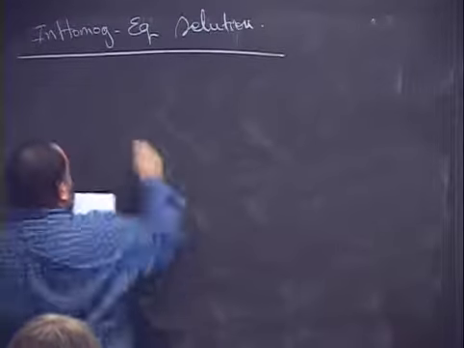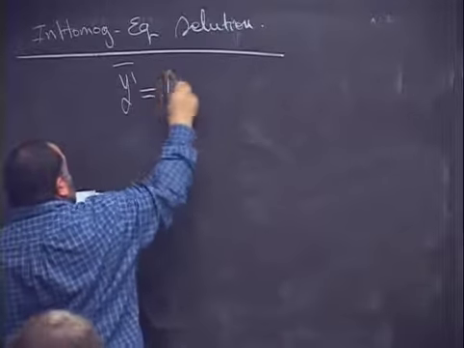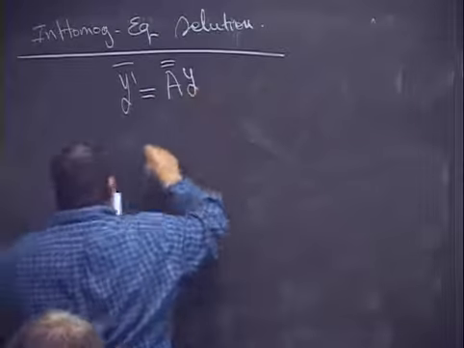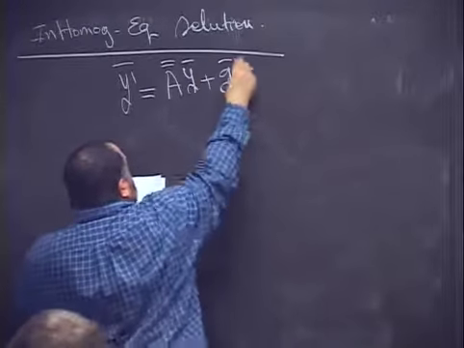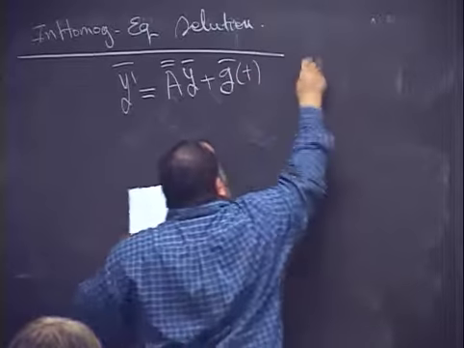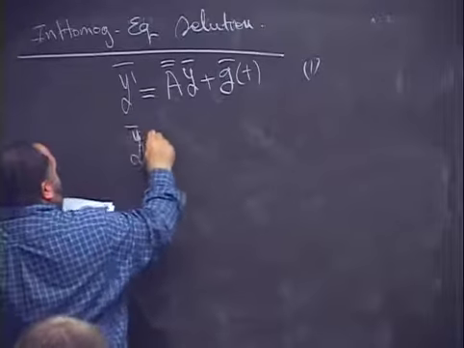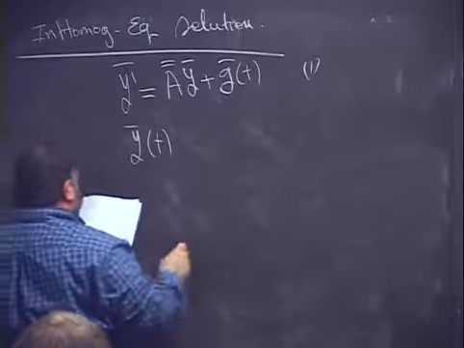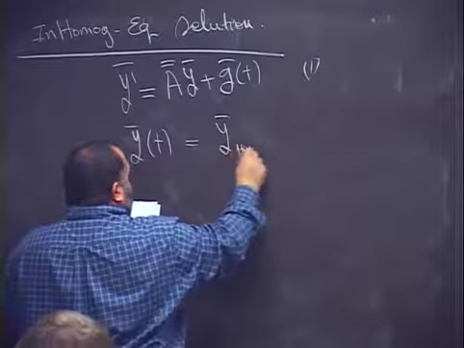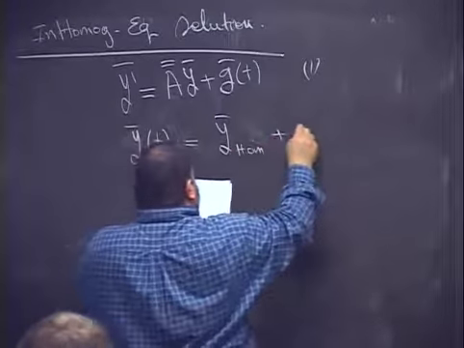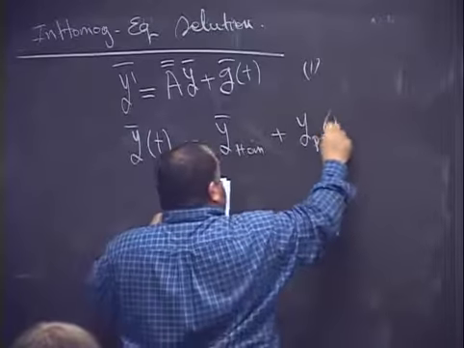So the inhomogeneous equation will be just y prime equal to A y plus some function g of t, for example. So we'll call this equation 1. Your solution will be what? Y of t will be the solution for the homogeneous equation plus the particular integral as a function of t.